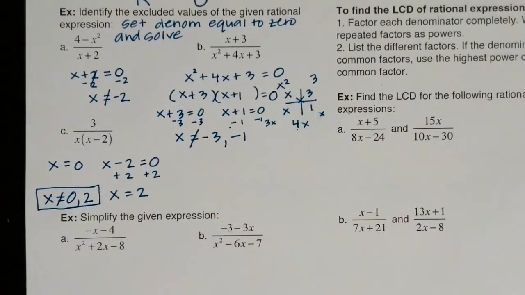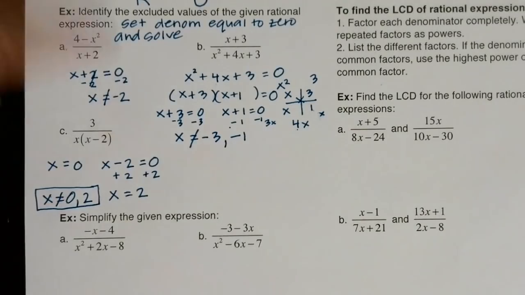So again, why can't it equal 0? Because those values would give us zeros in the denominator, and you cannot divide by 0 in math. If you want to know why, you can watch a YouTube video on it. Okay? Alright, so that was that part.